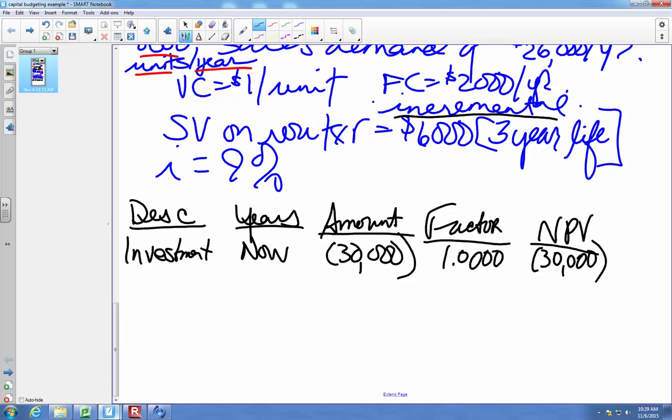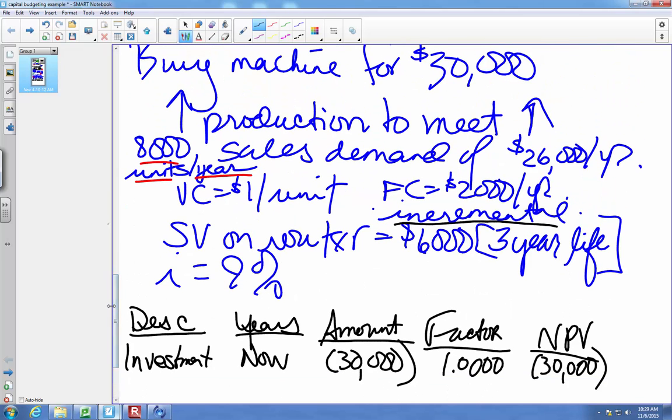My sales are going to go up. By how much? 8,000 units. How many dollars? $26,000. I think you've got to do a little calculation to figure out what my increased contribution margin is on an annual basis. So take a second and do that. Sales minus variable cost equals contribution margin. How much is my CM going to go up on an annual basis?